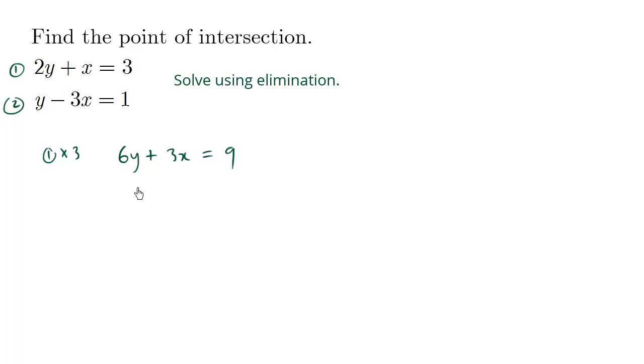Equation number 2, we're just going to leave it alone. y minus 3x equals 1. We're going to draw this nice old school line and have a giant plus sign here. It's like we're adding this. So when we add these, we're going to add downwards. 6y plus 1y is 7y. Positive 3x added with negative 3x ends up being nothing, plus 0, which I'm not going to bother writing, equals 9 plus 1, which is 10.